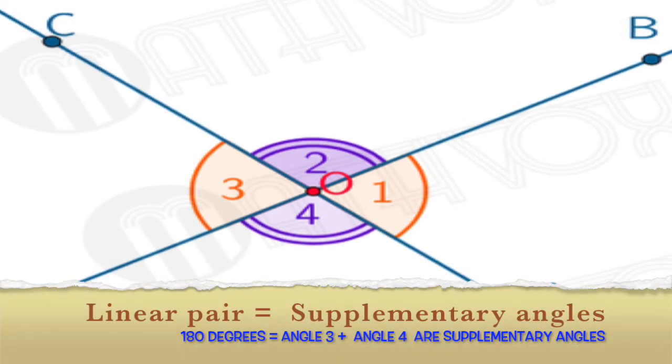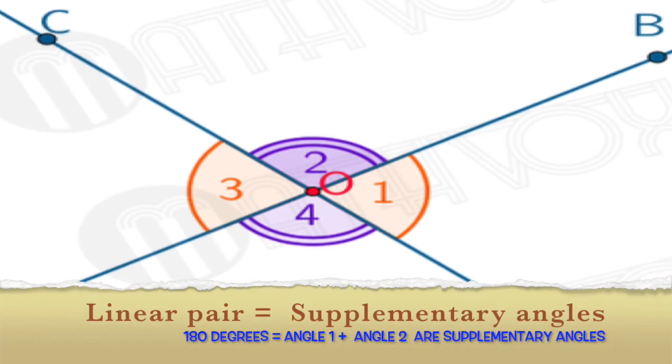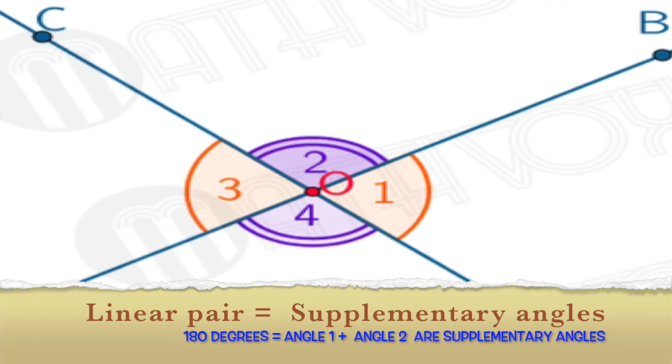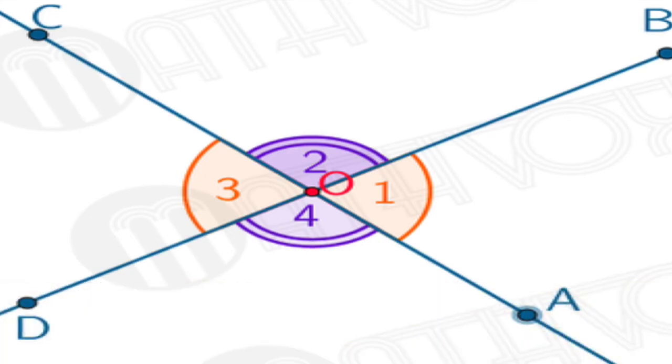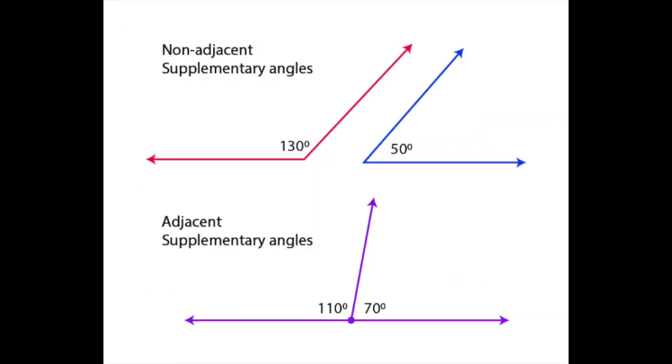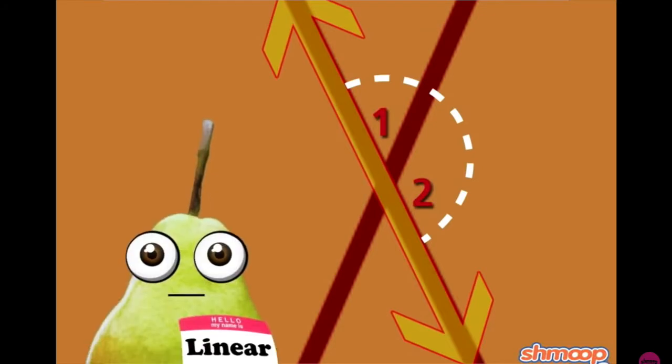Angle 3 and 4, straight line. Angle 1 and 2, straight line. Always remember, a straight line is half of a circle, which is 180 degrees. One thing to keep in mind is that the angles do not have to be right next to each other. You can see the top pairs, we call them non-adjacent supplementary angles. As long as they add up to 180, the name supplementary angles still applies. And on the bottom, we call them adjacent supplementary angles or linear pairs. The same concept applies to complementary angles.